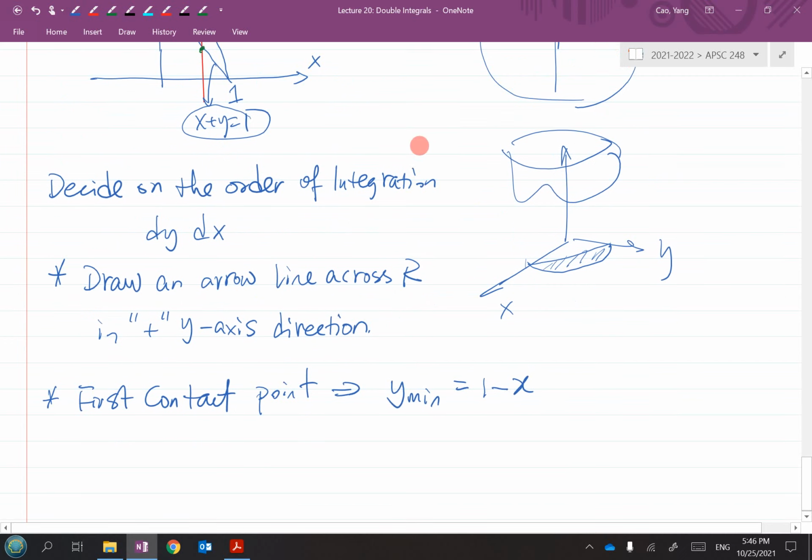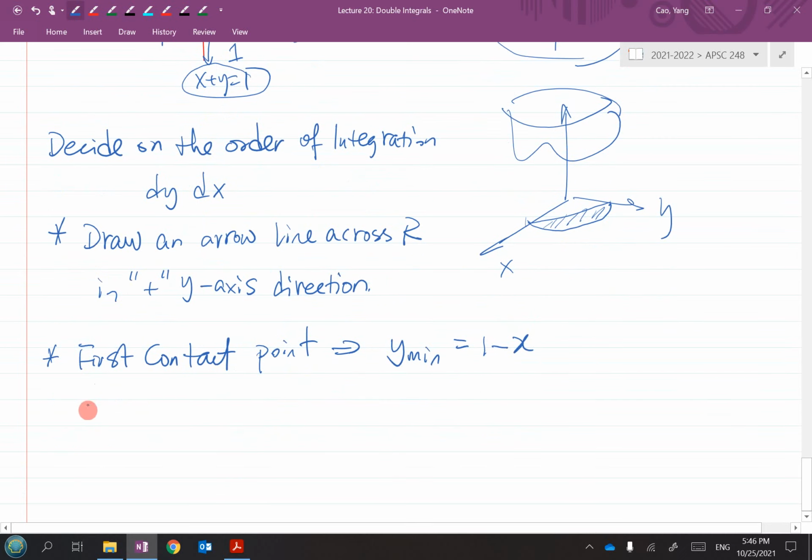And then the second contact point will give you the y max. Second contact point, sometimes we call this the exit point. So basically, first contact can be called the entry point. Okay, that's where you start to get in contact with the region R. The second one is where you exit the region R.